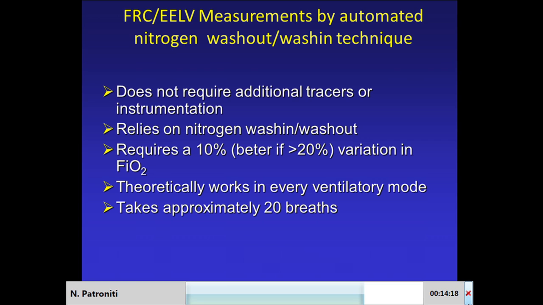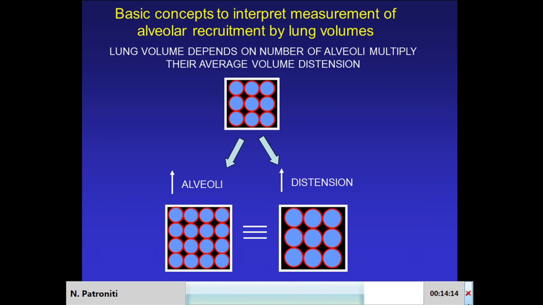So, before going to how to measure alveolar recruitment, let me try to remind some concepts that are relevant to interpret what we measure, okay? We measure a volume, but we don't know what is behind that volume, okay? You can have an increase in volume because you increase the number of alveoli, but you can have the same increase in volume just because you distend the alveoli.